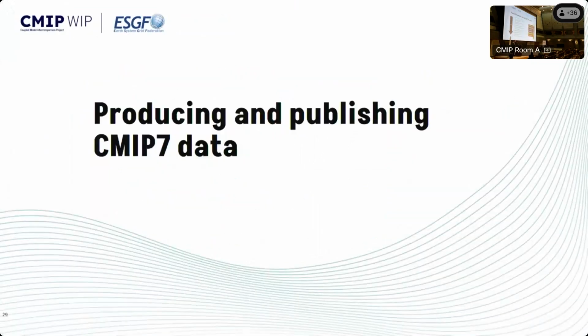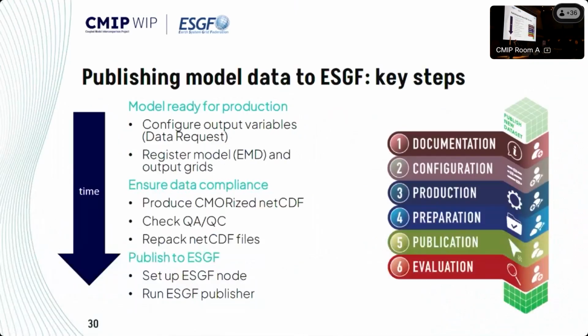Okay, so this part of the talk is about producing and publishing CMIP 7 data. So this is mainly aimed at modeling centers who are producing the simulations. So this slide gives an overview of the key steps in the publication process. Now, plenty of details are given on the guidance pages, which will be pointed to at the end and have been pointed out in multiple slides in this talk. The intention here is just to emphasize the really key steps and when they have to be done.